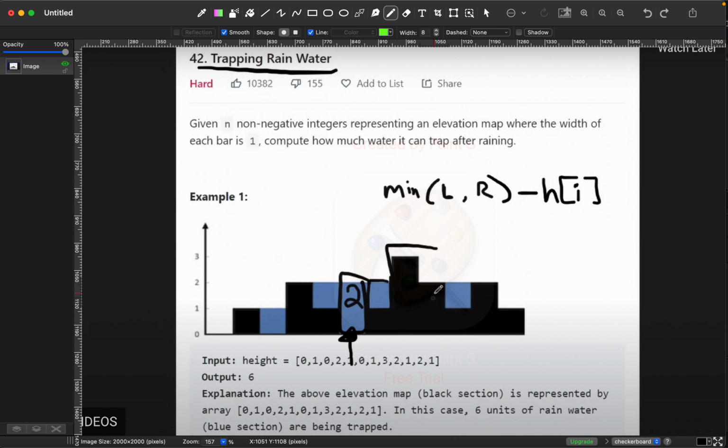I come here. Now I have a new minimum. It's 3. 3 and 2. So it's 2 minus 2. I get 0. Because here is bigger right now, I can shift my R to here.